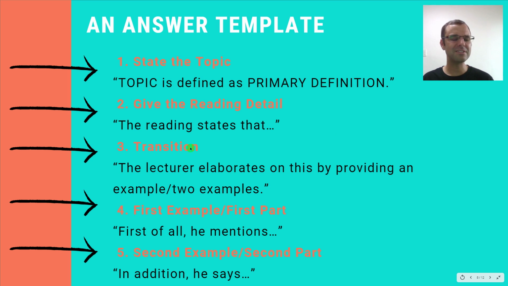Next up, use a transition. The lecturer elaborates on this by providing an example or 2 examples. I do want to mention that usually it's 2 clear examples. Sometimes it's that single example with 2 parts. Next, you mention the first example or the first part. Something like, first of all, he mentions, or she mentions. Lastly, you just mention the second example or the second part. In addition, he says, and then use your notes.